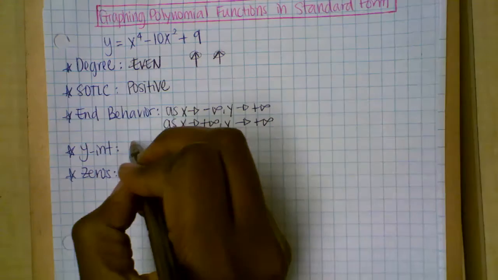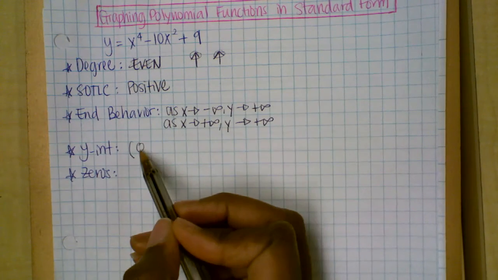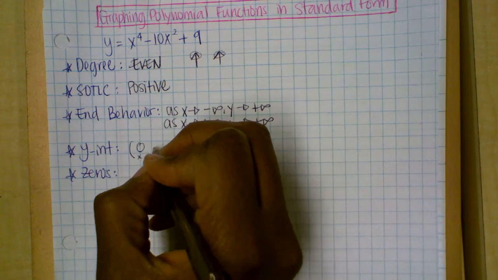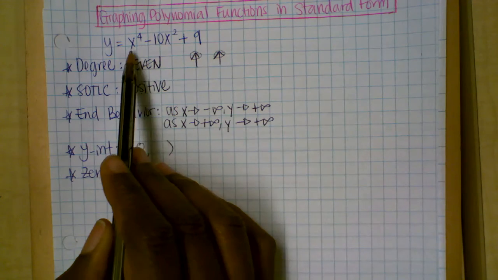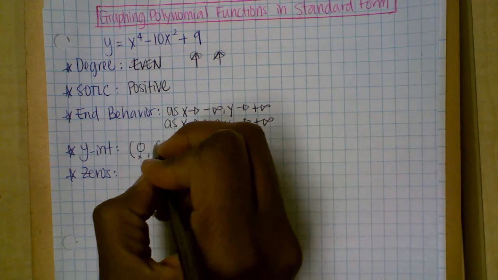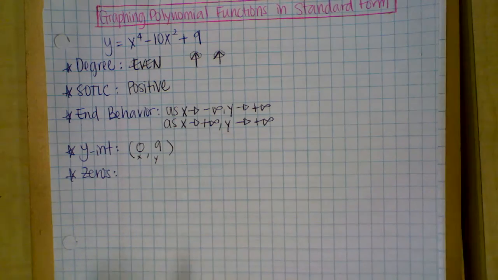And again, the y-intercept represents the point when x is 0. Okay, what is the y value? When x is 0, the y value is 9. So the y-intercept is (0, 9).